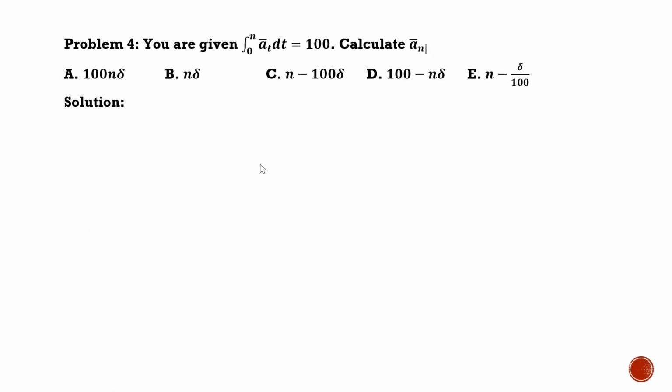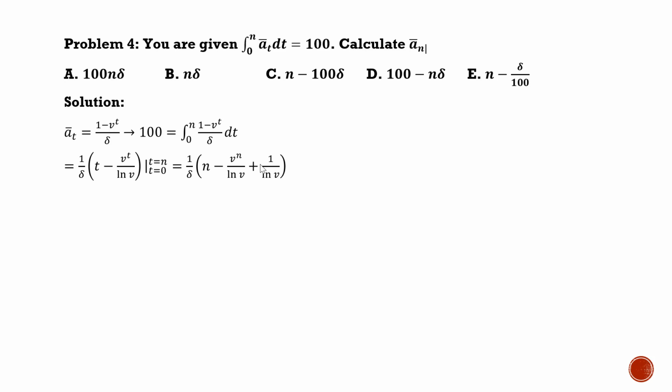Next, problem number 4. You are given that the integral from 0 to n of the continuous annuity a bar t dt is 100. Calculate the continuous annuity a bar n. Remember, for continuous annuity, using the formulas, a bar t is 1 minus v to the t over delta. So we are going to integrate this quantity. So 100 is the integral from 0 to n of 1 minus v to the t over delta dt.